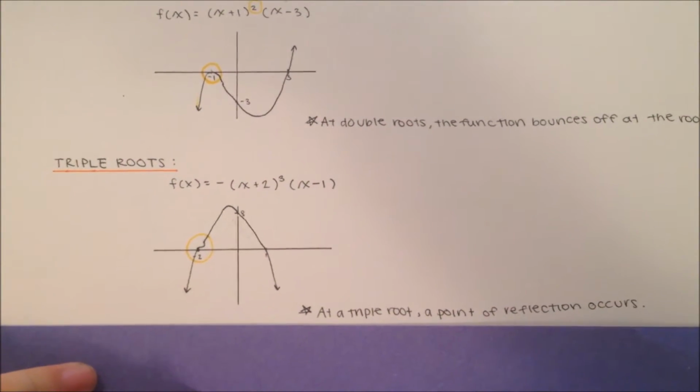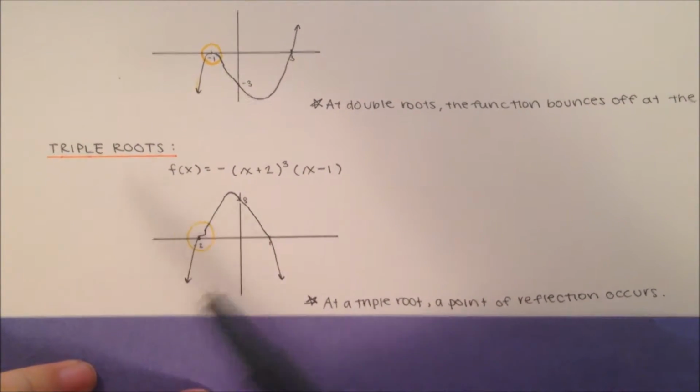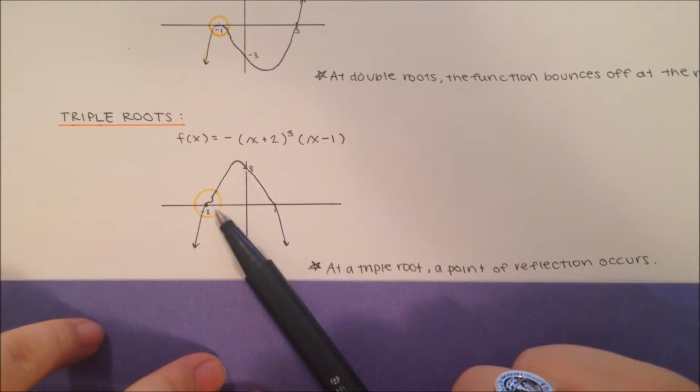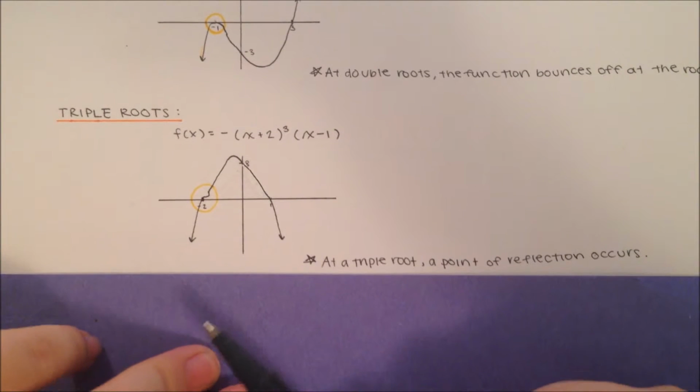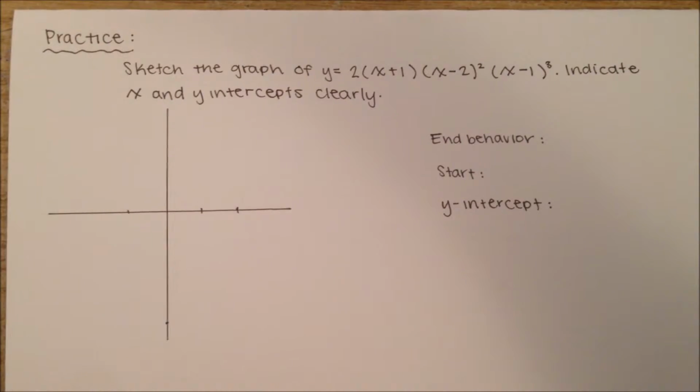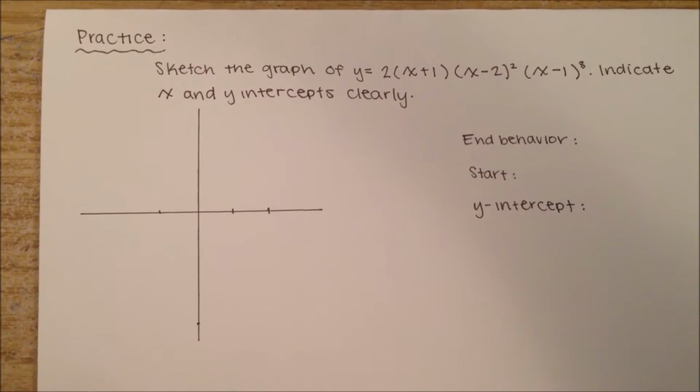Lastly, when a function has a triple root, a point of refraction occurs. This is the triple root and the point of refraction. That concludes how to sketch a polynomial function. Let's try an example. This is the practice problem.